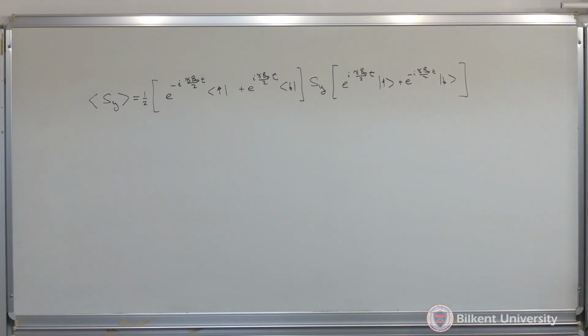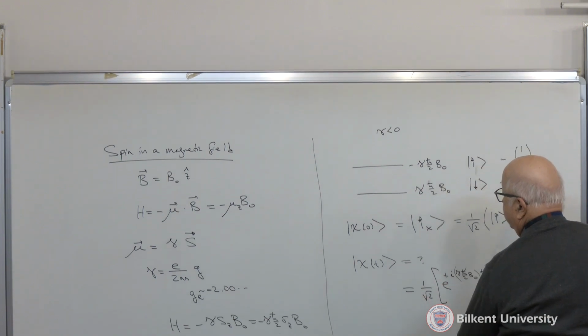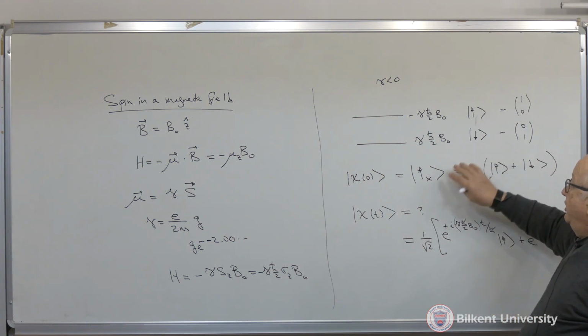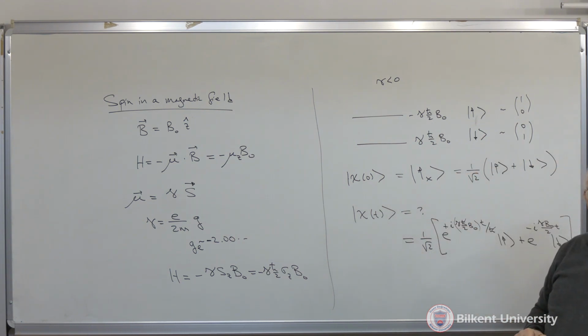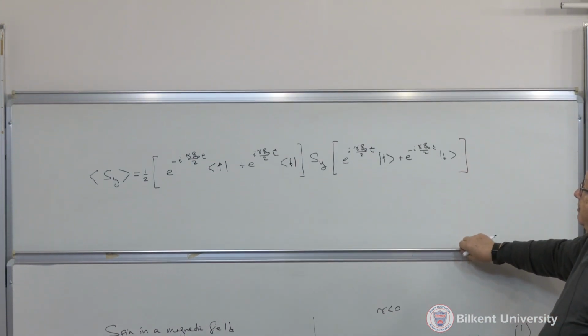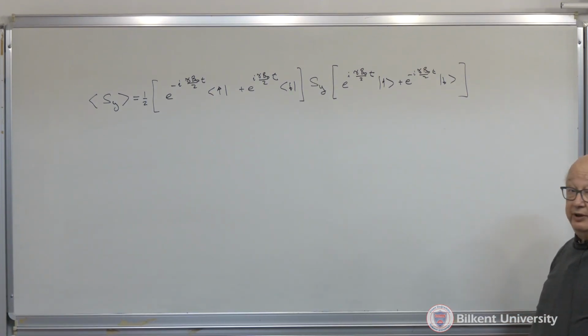Yes? Didn't we write chi of t in the x representation, up and down? No, these are the z representations. Remember? We solved this. So the problem we are solving is this problem. We put chi at time equal to 0 equal to up x, which is written like this. So we are still doing the same problem, the same time development of the ket, but now we are looking at the expectation value of a different operator.